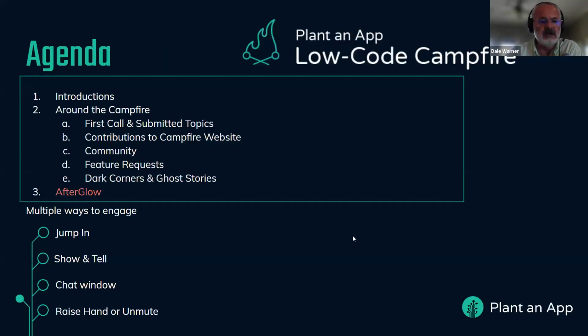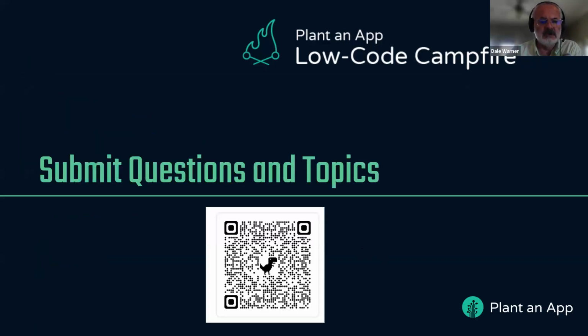We do this agenda. We say hello because we're a friendly group, and then we'll start around. We always do first call, anything that you want to talk about. I tend to have a few things that I want to talk about, so I'll add those in as well, but anything you've submitted in advance, things like that. After an hour or so, we'll go to our Afterglow segment where we can turn off the recording and enjoy each other's company for a few more minutes. So do engage with us, jump in, show and tell. You can submit questions and topics in advance. You can either do it by way of this QR code, or you can send an email to support@plantinapp.com. We'll do a little investigation and try to have it ready to talk about in the meeting.